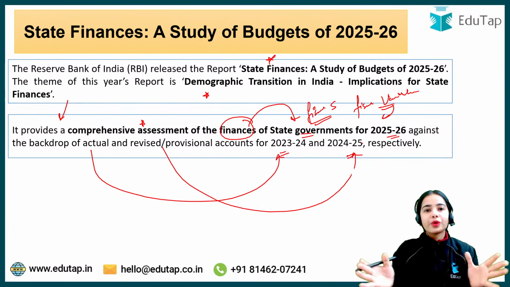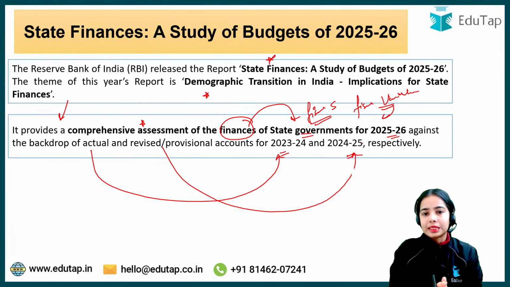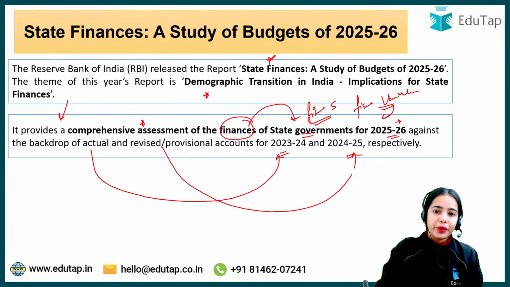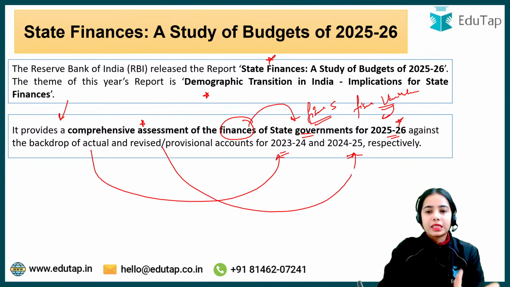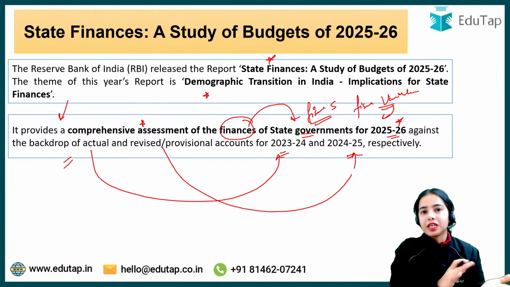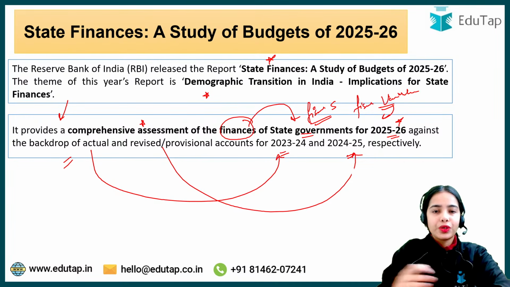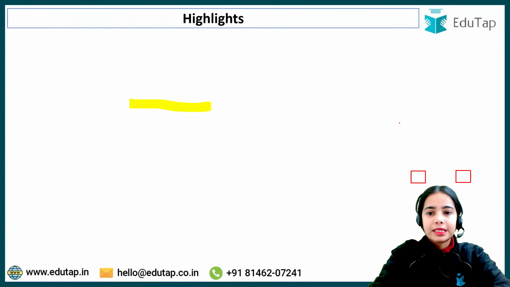So we are going to have the comprehensive assessment of the finances of the state governments for 2025-26. We will discuss the fiscal variables and the fiscal stability against the data of the actual and revised or provisional accounts. So we are going to compare the data. Okay, now let's start with the highlights.